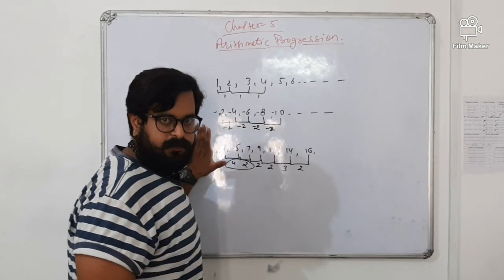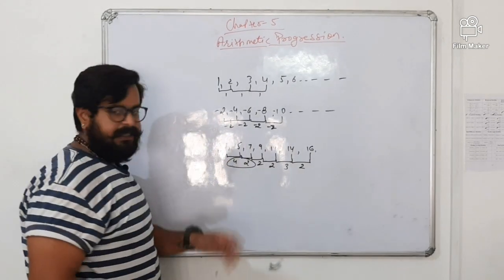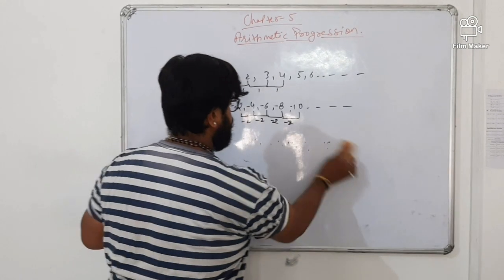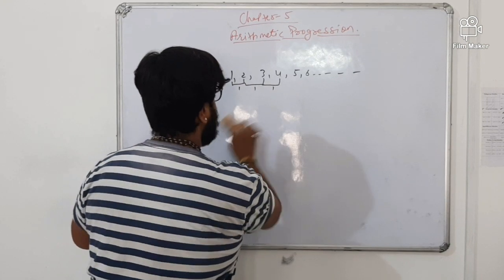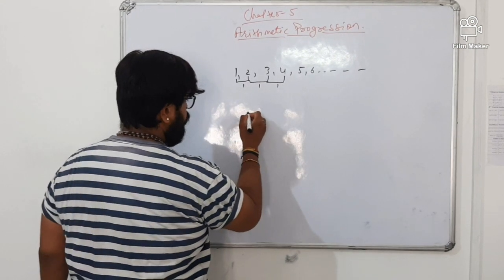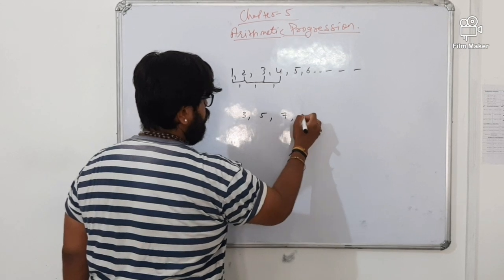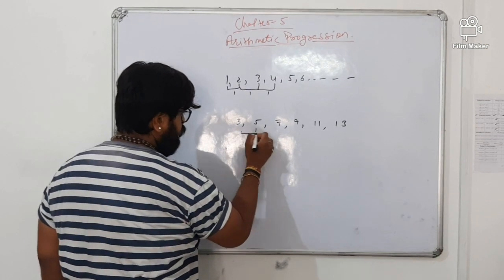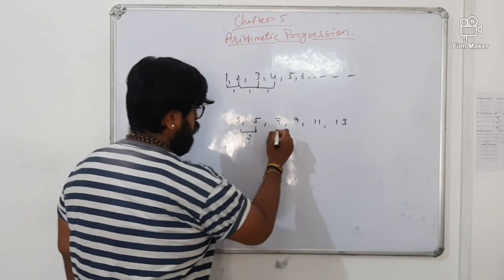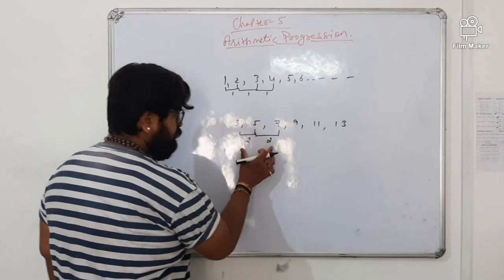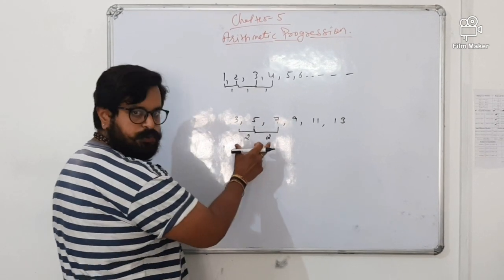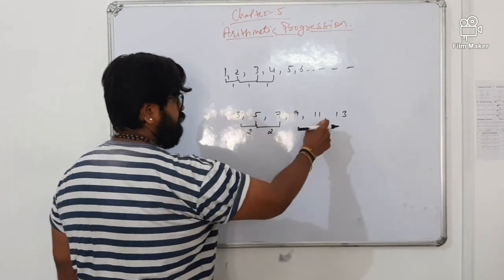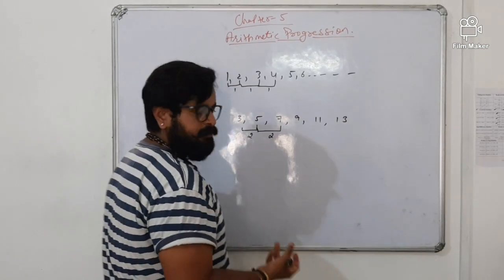So this is the introduction of this chapter. Now let's take an example of a number series. Suppose the numbers given are 3, 5, 7, 9, 11, 13. The difference between these two numbers is 2, and the difference between these two numbers is 2. So the difference is the same, and we can see that the differences between 7, 9, 11, 13 are the same, that is 2.